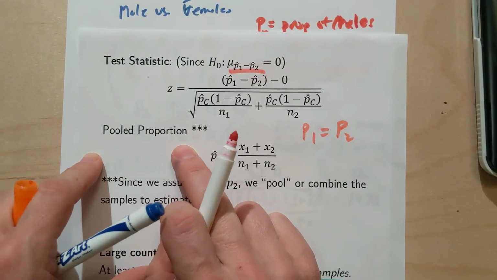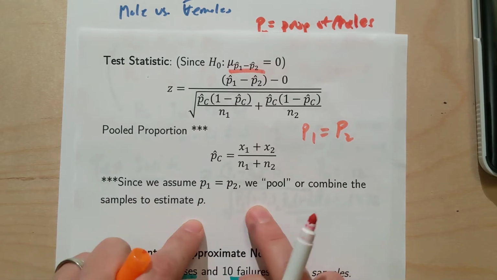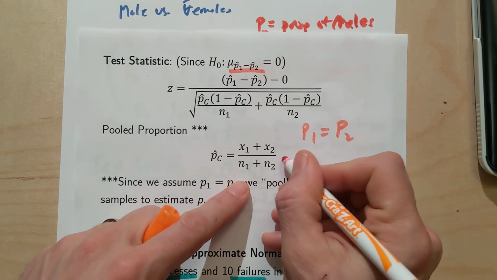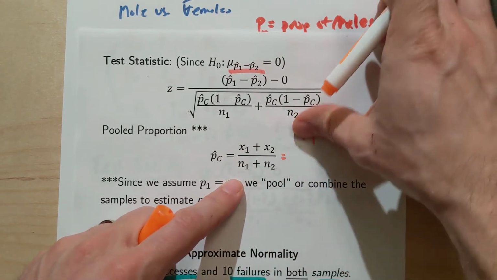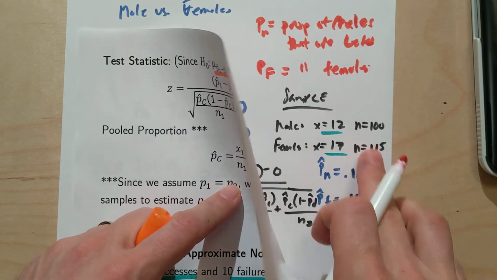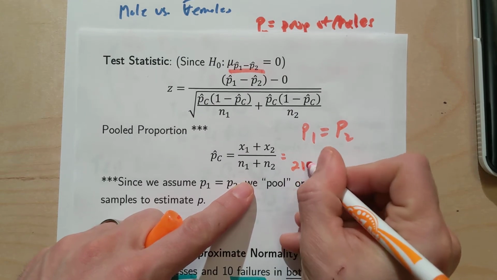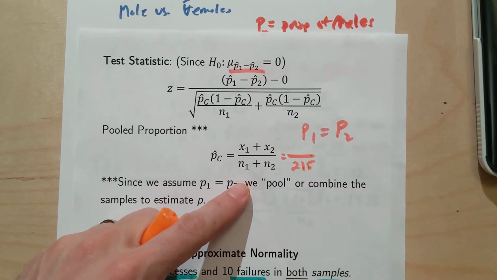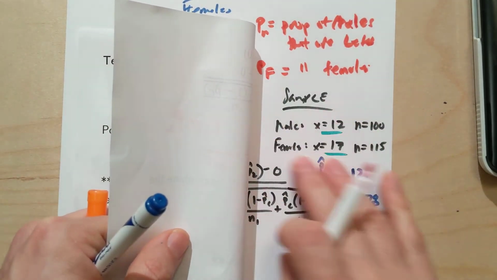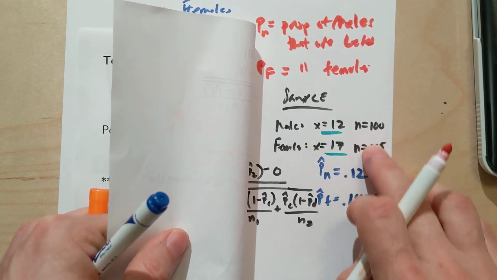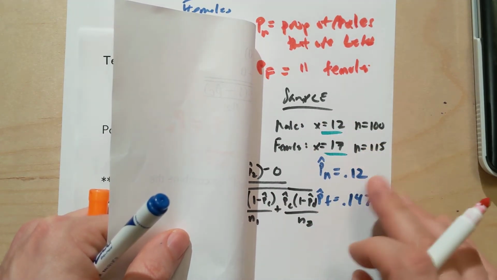This is called a pooled proportion, or a combined sample. In other words, if I asked what my total sample size is, in this instance it would be 100 plus 115, which is 215. If I combined all these samples into one huge sample, I had 215 people altogether.